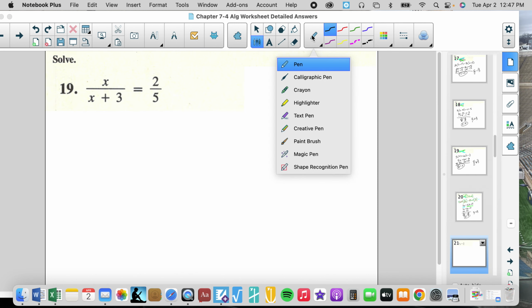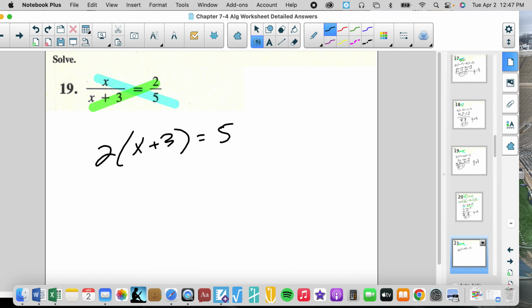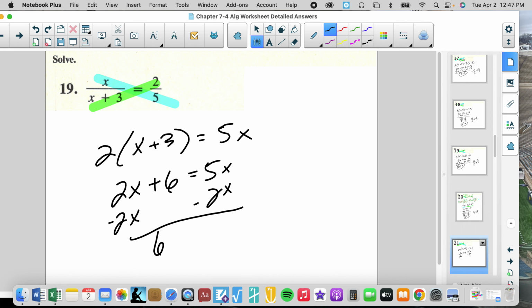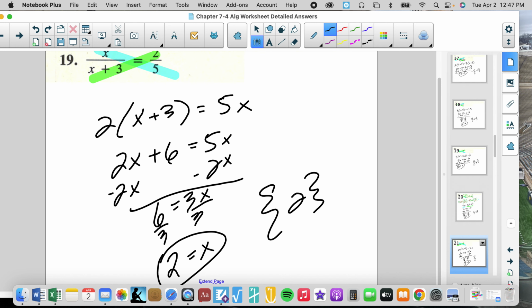Same thing, cross product. We have 2 times x plus 3 equals 5 times x. 2x plus 6 equals 5x. Minus 2x, minus 2x, 6 equals 3x. Divide by 3, 2 equals x. And 2 doesn't give us 0, so 2 is our solution set.